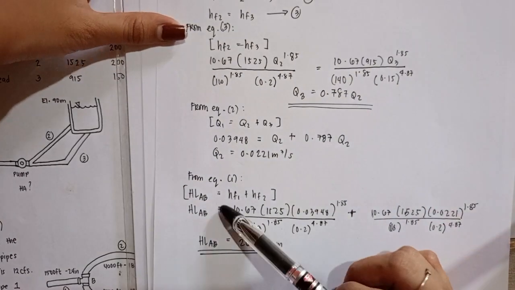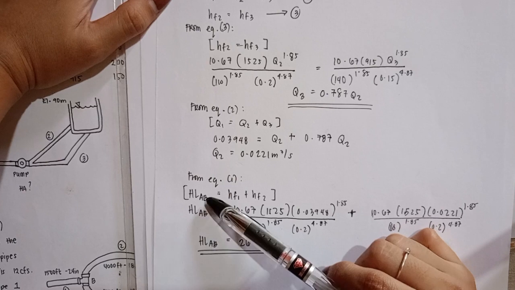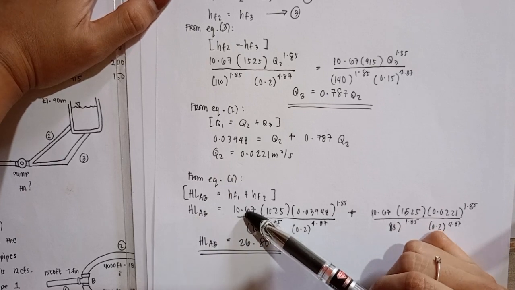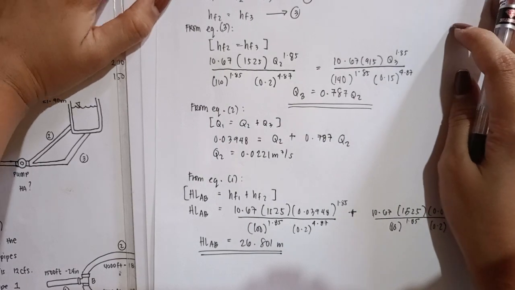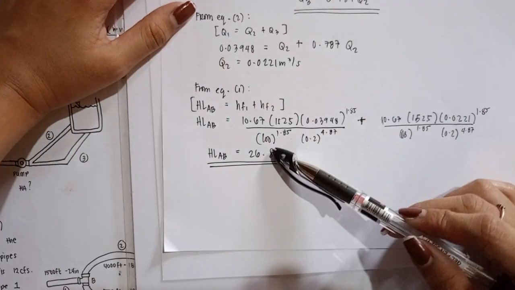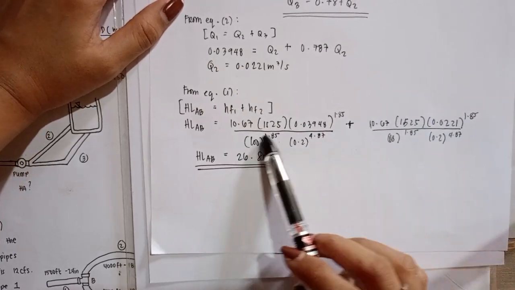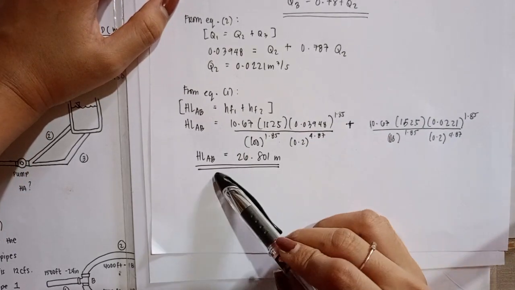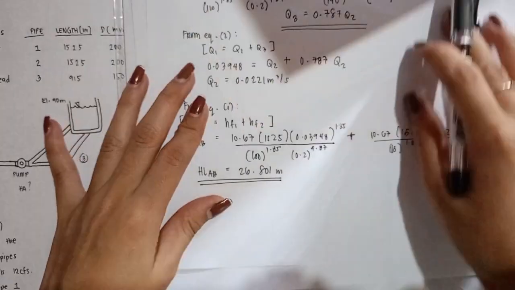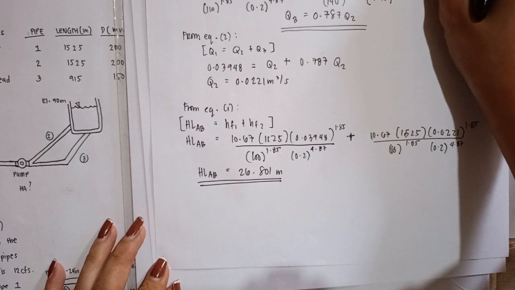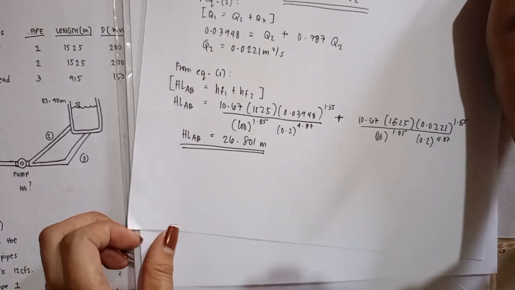And now from equation 1, we can get the head loss. So head loss from A to B, or the total head loss, is going to be equal to the head loss of pipe 1 and pipe 2. So 10.67, again substitution, we can get the answer 26.801 meters.